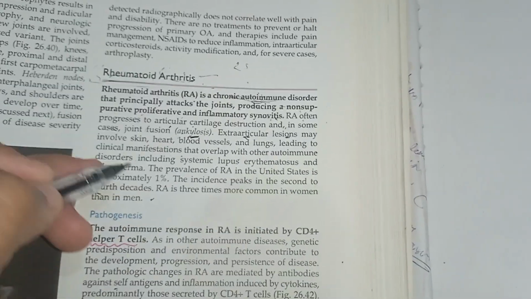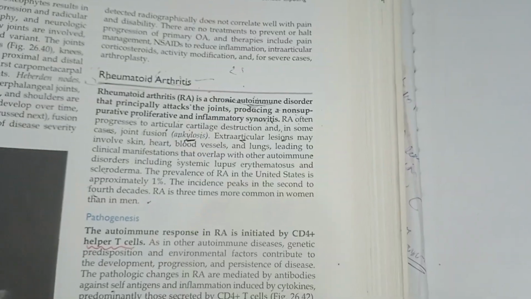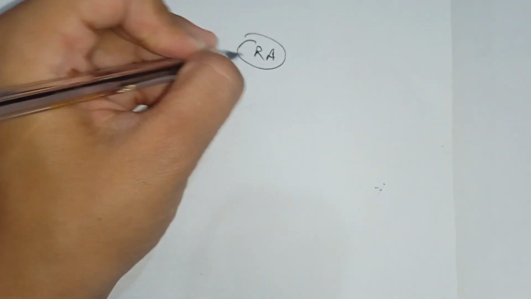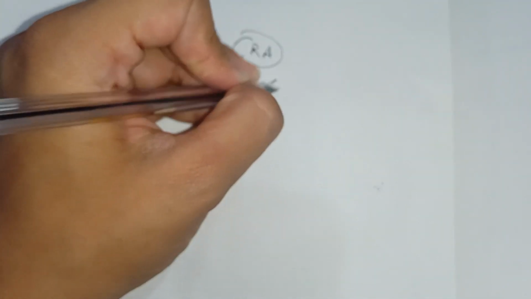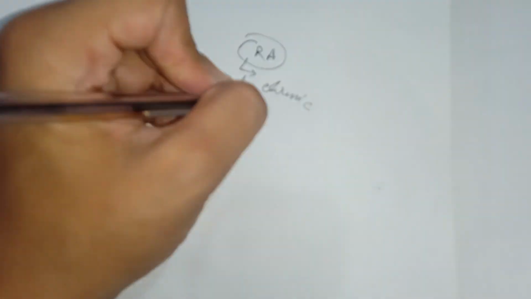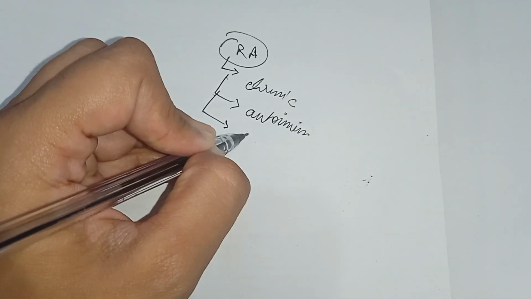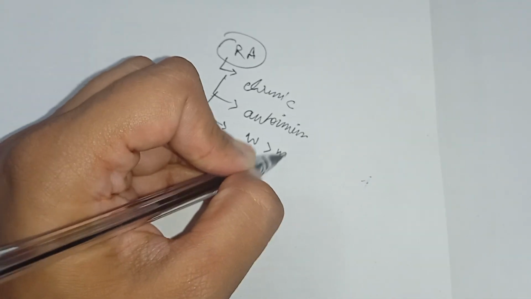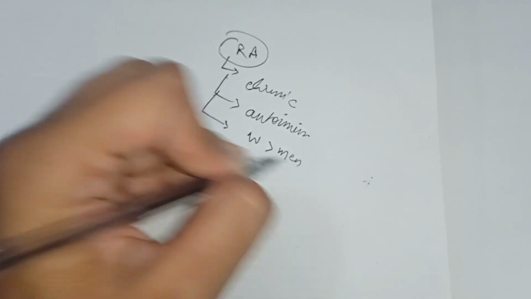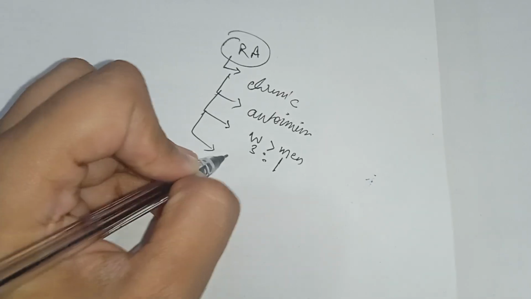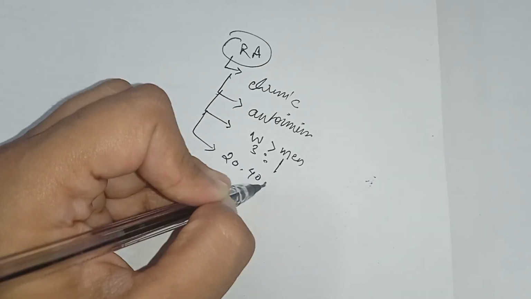So we have 2 to 3 points which we can sum up, right? First of all, we need to know that we have rheumatoid arthritis as a disease. Is it acute or chronic? It's a chronic disease. It's autoimmune, right? And you need to know that it's more common in women as compared to men, and its ratio is almost 3:1, and it's more common at 20 to 40 years of age.